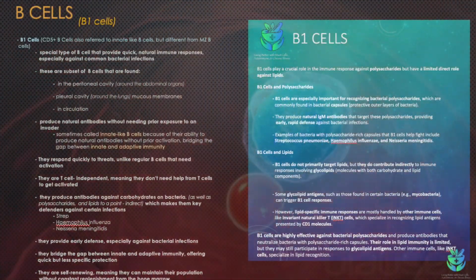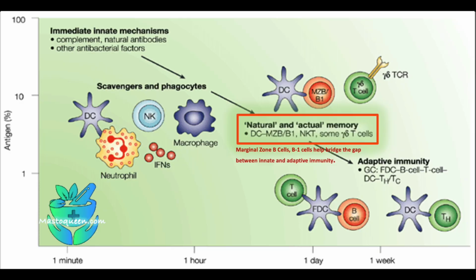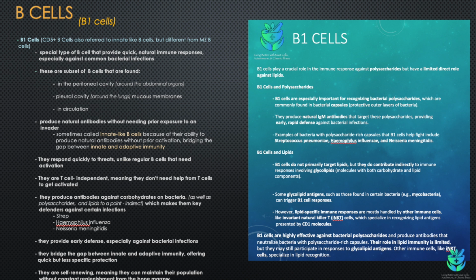They are sometimes called innate-like B cells because of their ability to produce natural antibodies without prior activation, bridging the gap between innate and adaptive immunity. They respond quickly to threats, unlike regular B cells that need activation. They are T cell independent, meaning they don't need help from T cells to get activated. They produce antibodies against carbohydrates on bacteria, as well as polysaccharides and lipids to a point. It's more of an indirect relationship, which makes them key defenders against certain infections like strep, the flu, and meningitis.